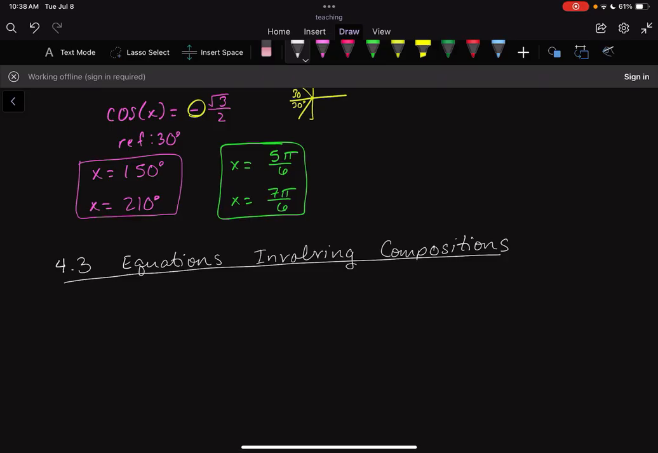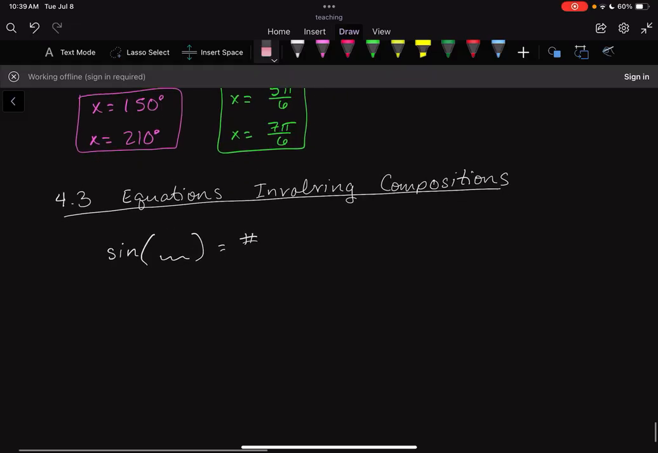Mostly what we're going to be working with in this section is if there's other stuff in the parentheses. So if it's like sine of something equals a number, but let's say it's more than just a variable. Like we'll say maybe it's 2x or maybe it's x over 3 or just something like that. So we're looking at if there's other stuff besides just the variable inside of our parentheses.